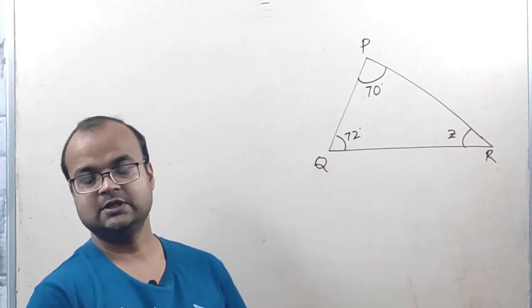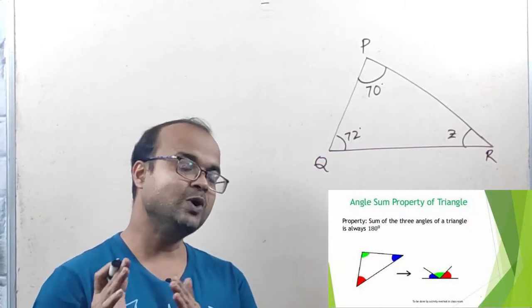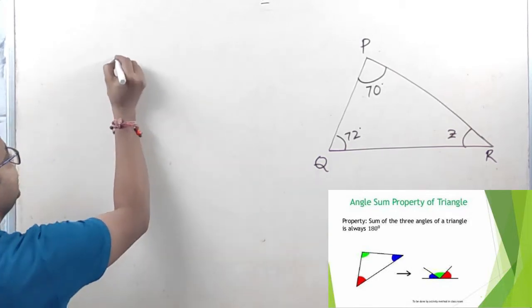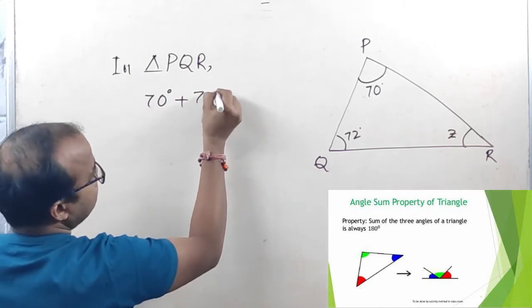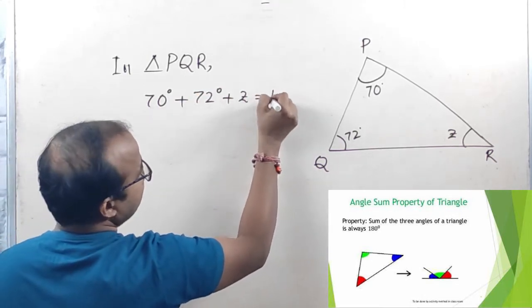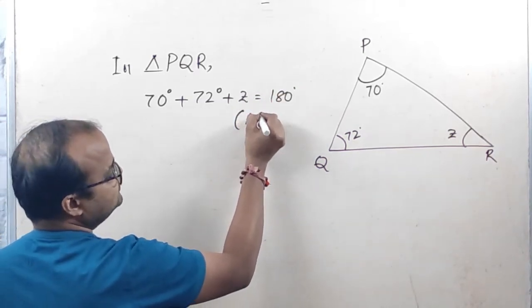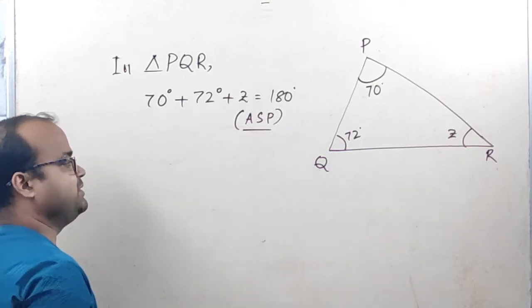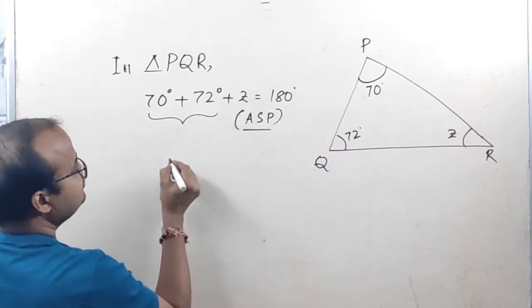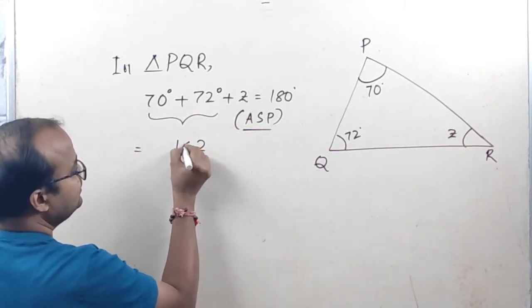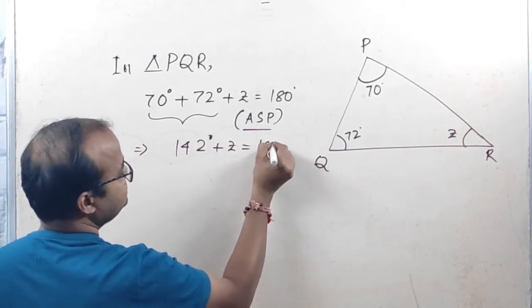So we know that the sum of the internal angles of a triangle is equal to 180 degree. So we write in triangle PQR, 70 plus 72 degree plus z equals 180 degree, and each time you write, you need to give the reason as ASP, meaning angle sum property of a triangle. So now if you add these two, we will get 142 degree plus z equals 180 degree.